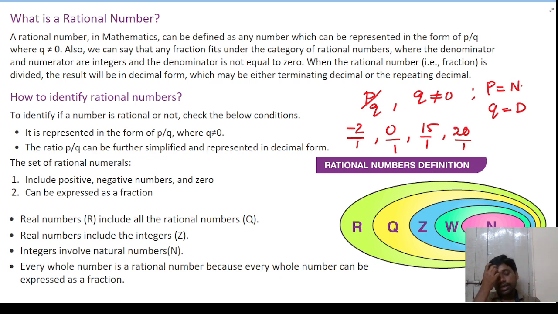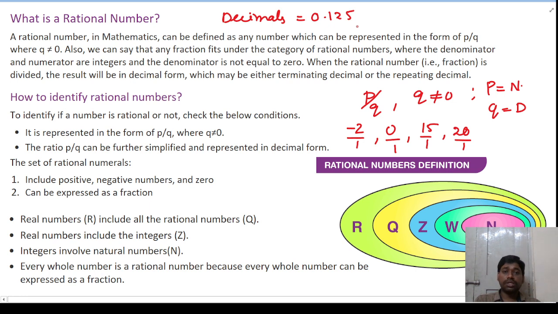Then another set of numbers which are represented in the form of decimals can also be written as p by q. Those decimals are terminating decimals, like 0.125 is a terminating decimal. So this terminating decimal can be called a rational number.